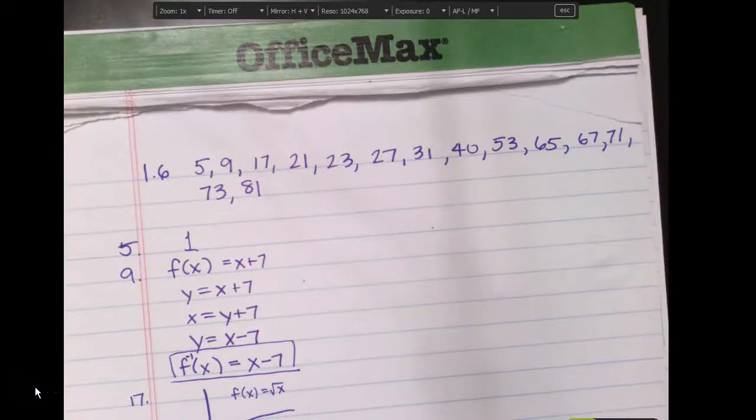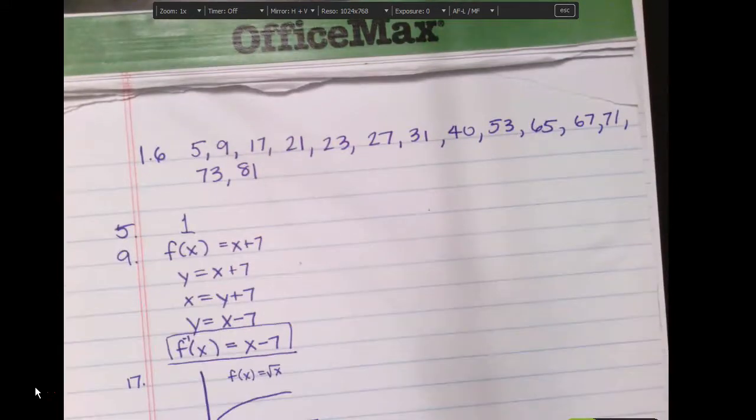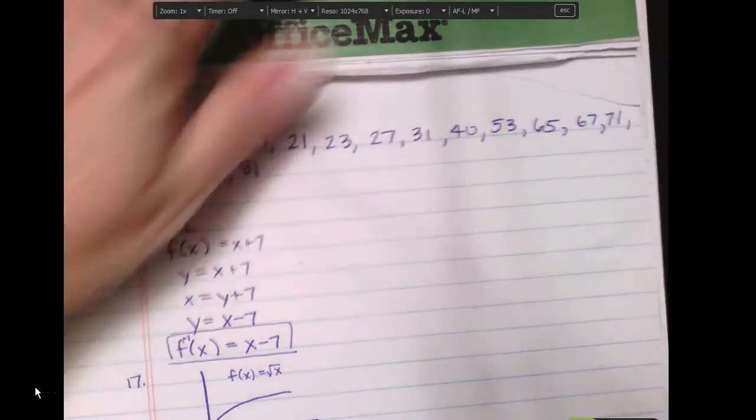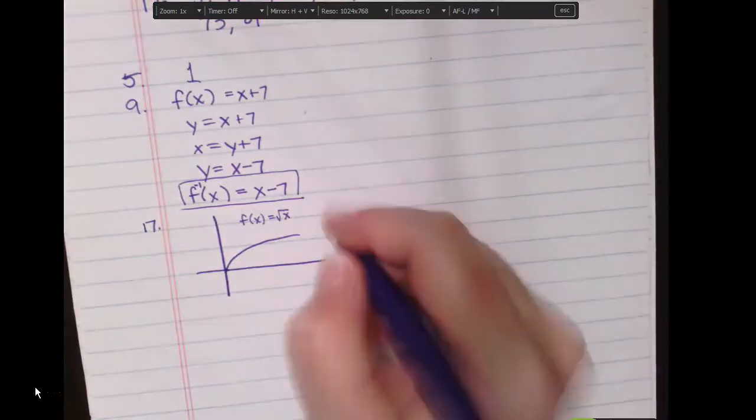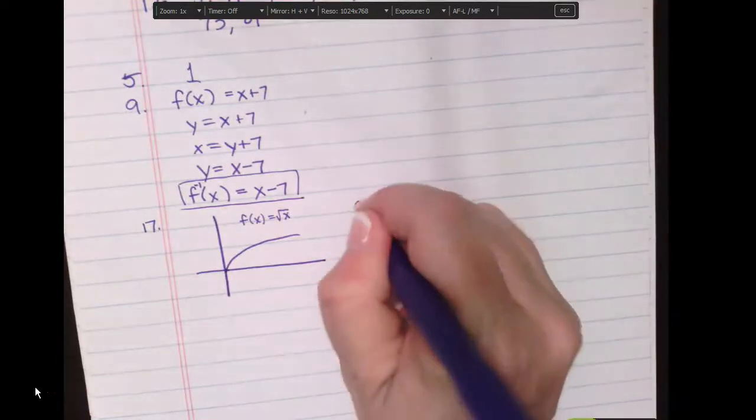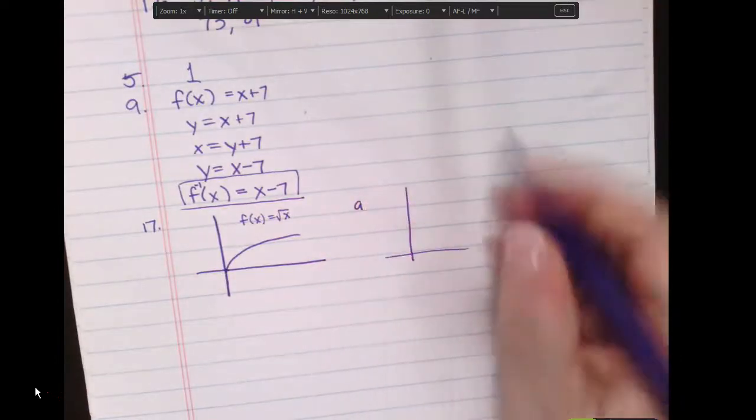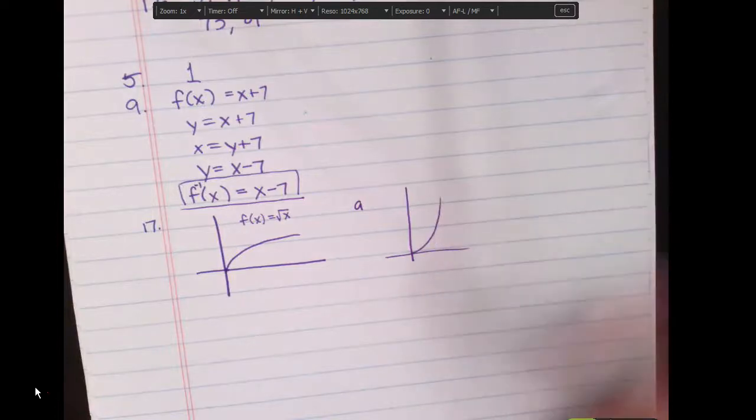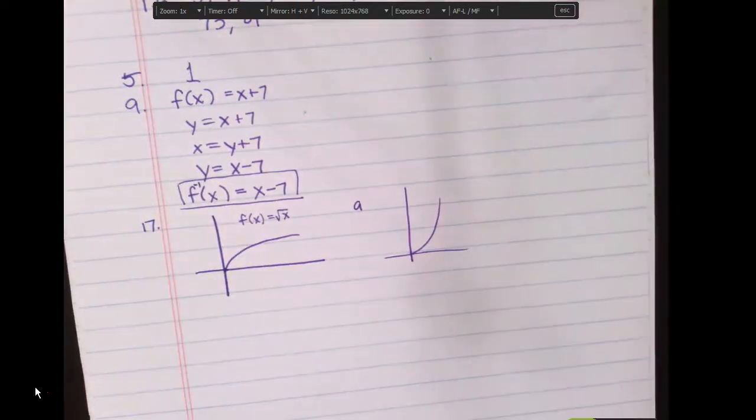Hey guys, I'm going to be working the 1-6 homework assignment, and I've already gone ahead and written down all the numbers and answered the first couple questions. I was right here on 17 and thought I better explain this one. It is multiple choice, so hopefully you can pretty obviously see that the answer is going to be choice A. So that's a graph that looks like this.